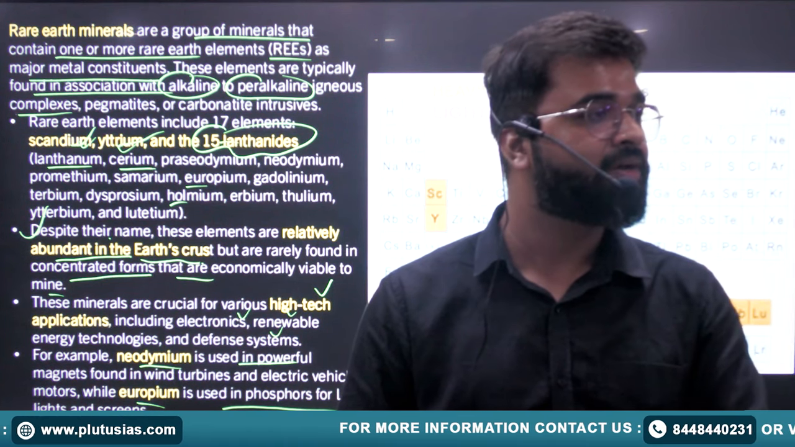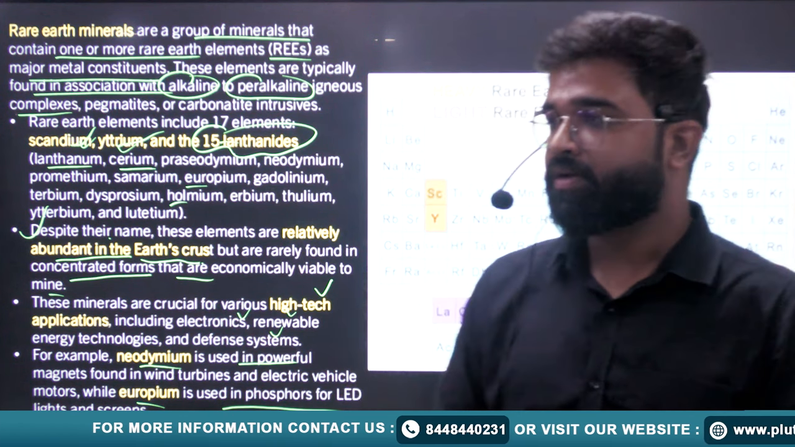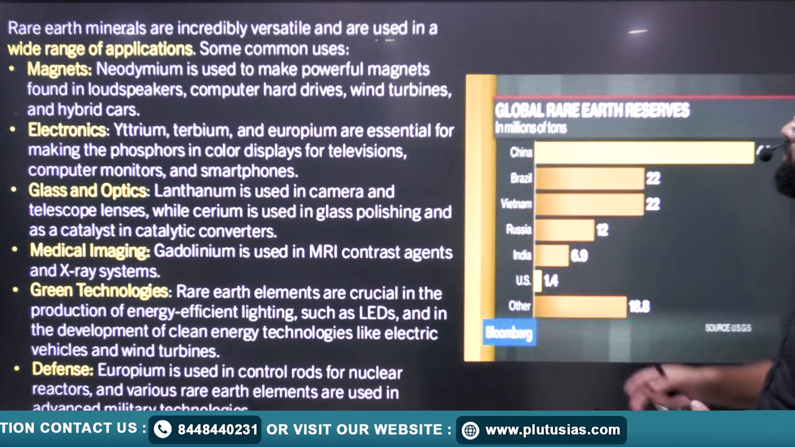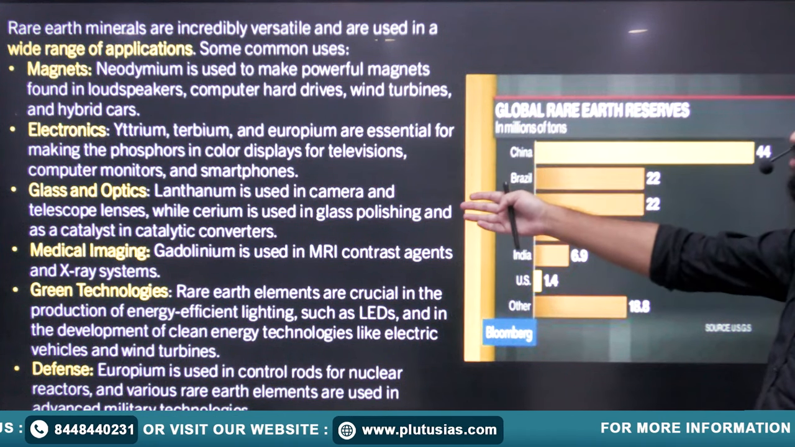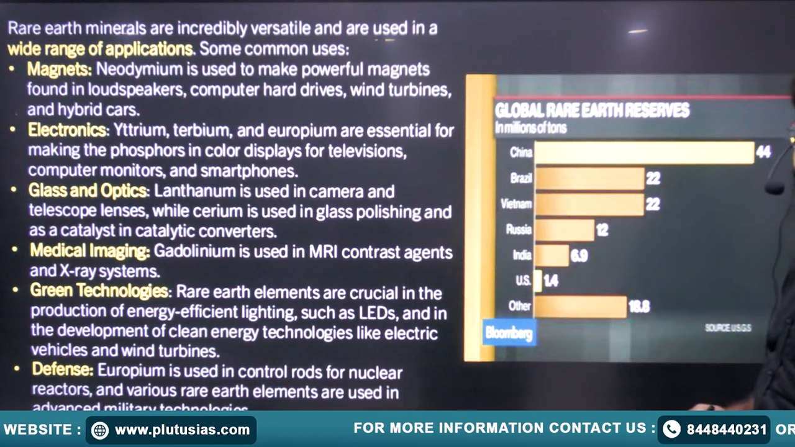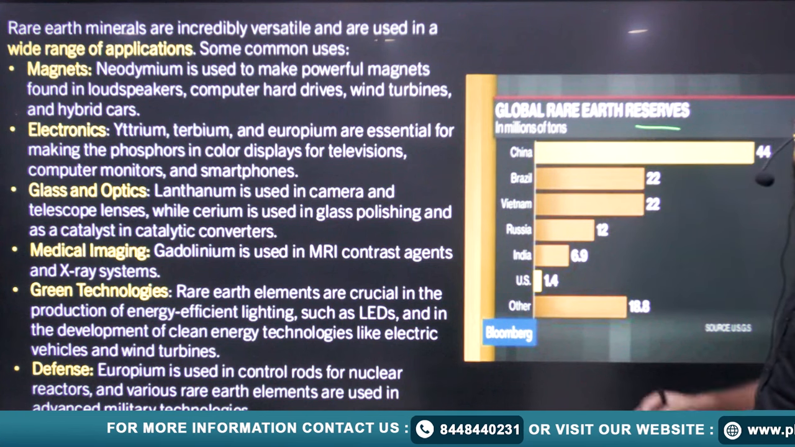What is being used in all of them? Rare earth minerals, critical minerals. Again, with respect to rare earth minerals: magnets, electronics, glass optics, medical imaging, green technology, defense. Read it once, the same things repeat. Again, what is the point here also?